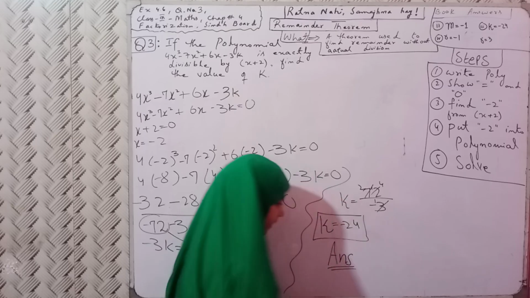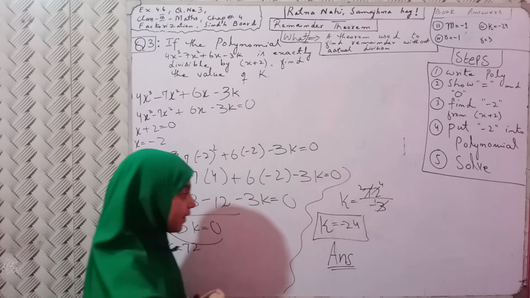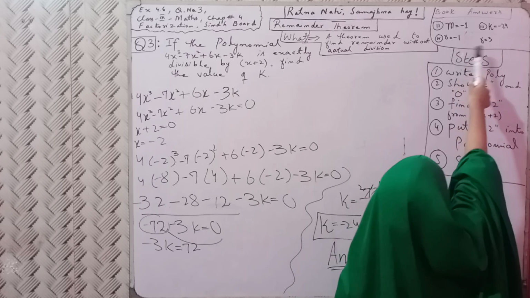So the book answers are written. You can check it. k is equal to minus 24.